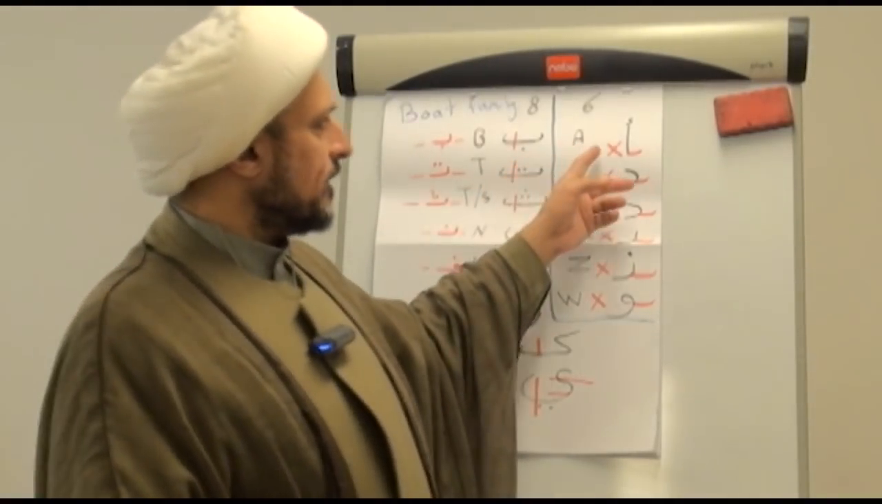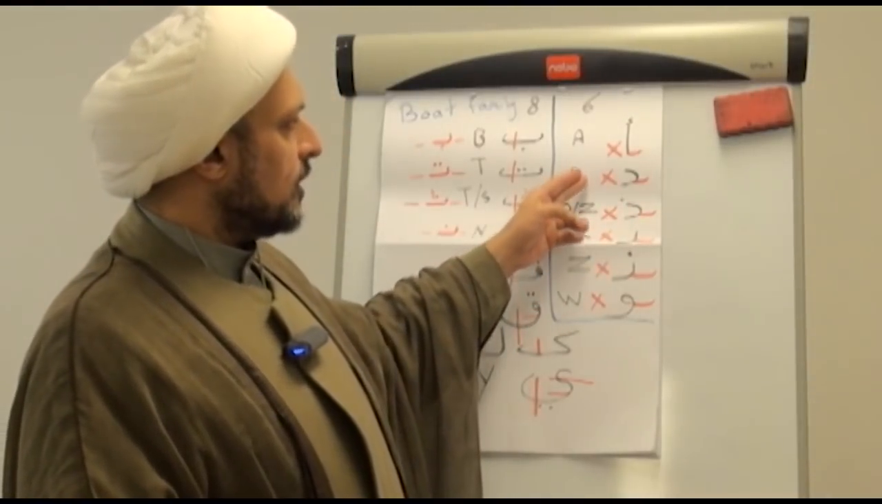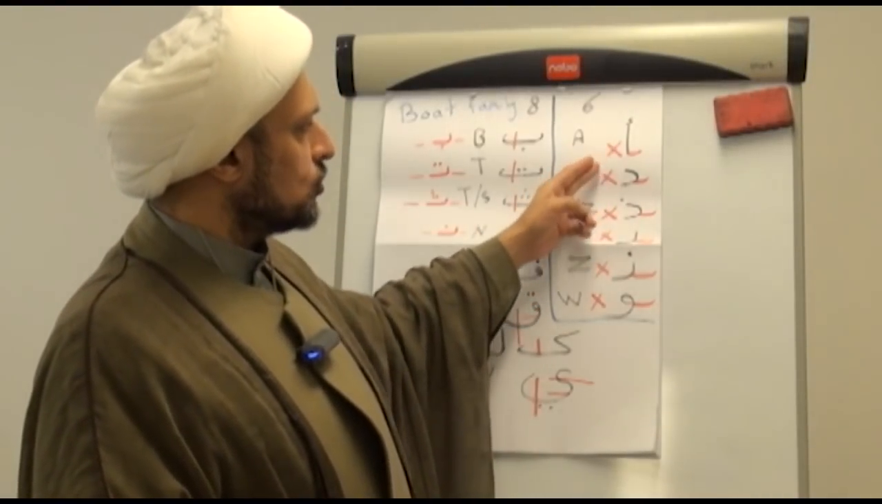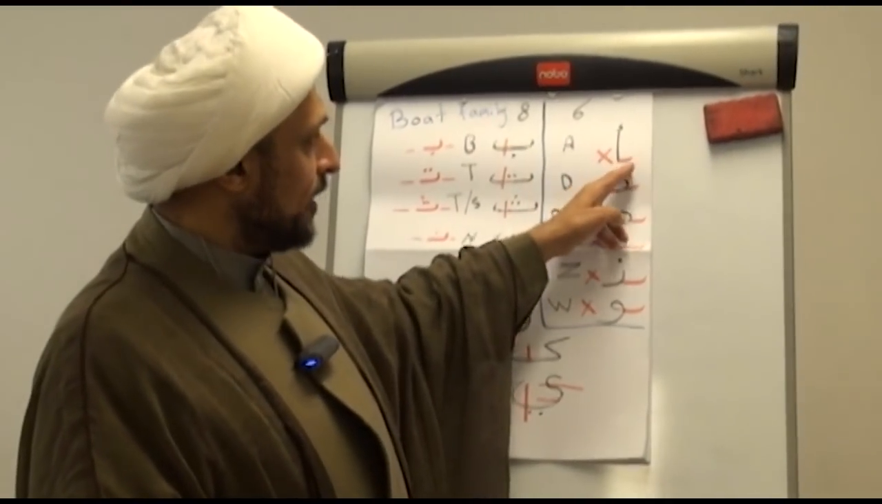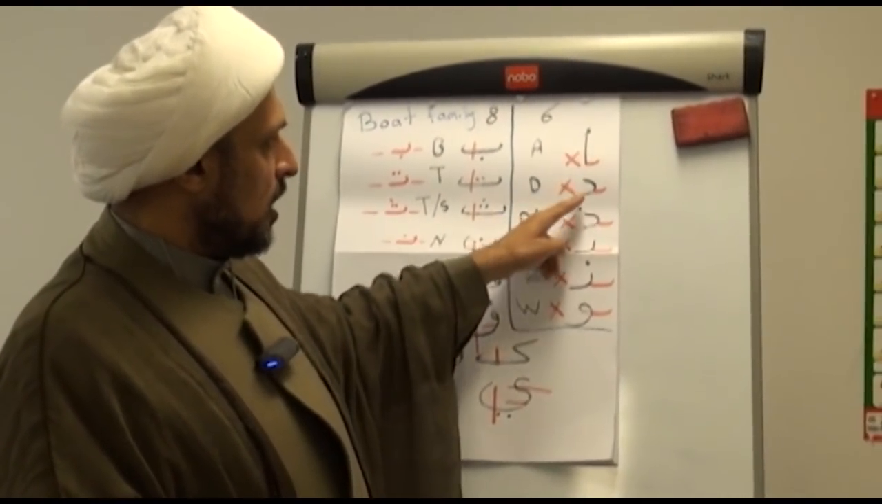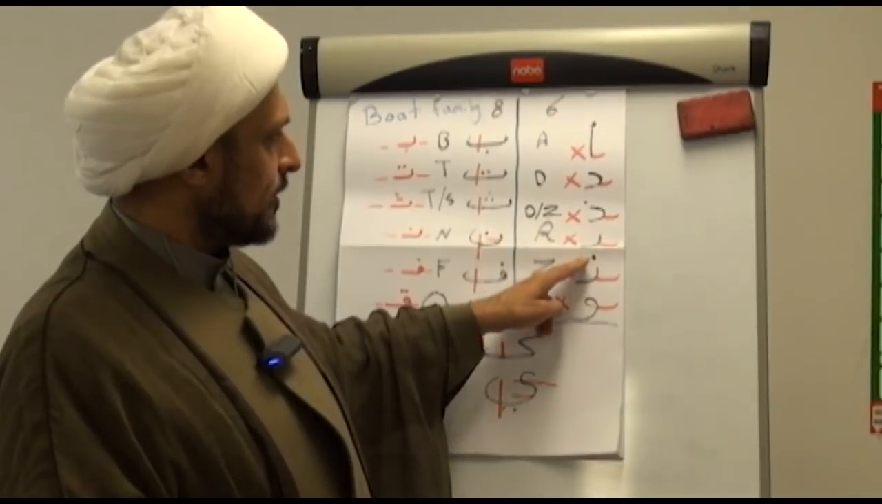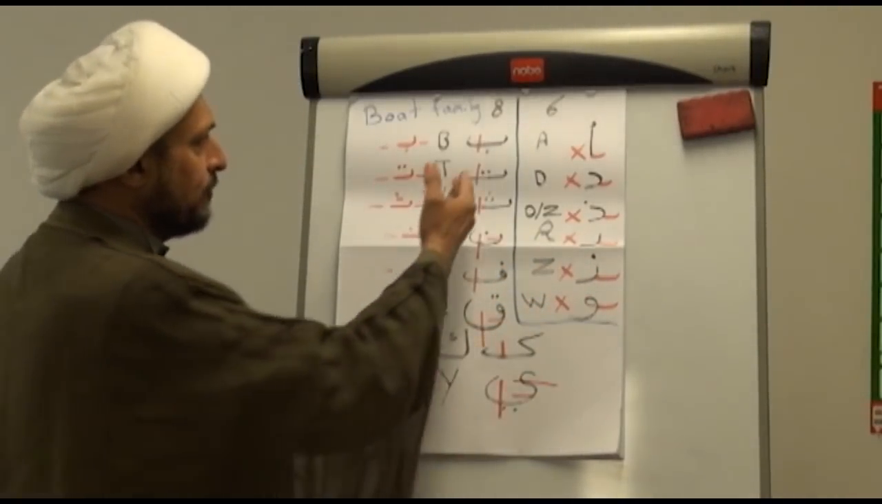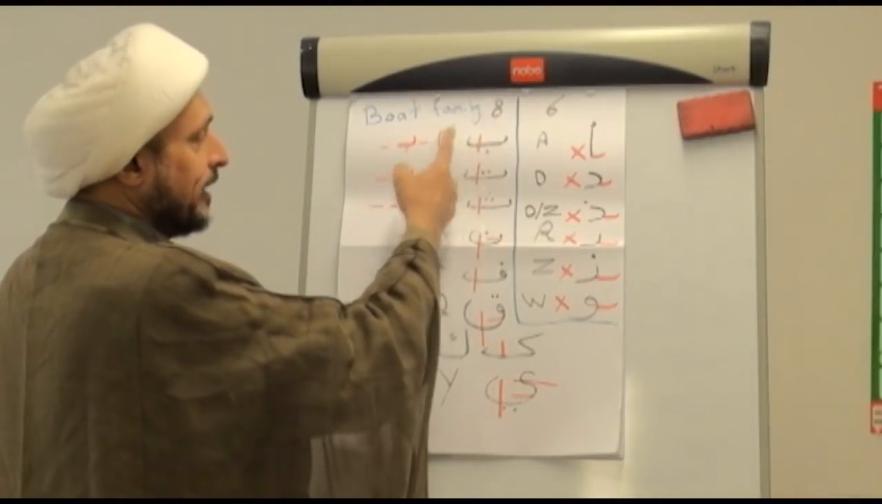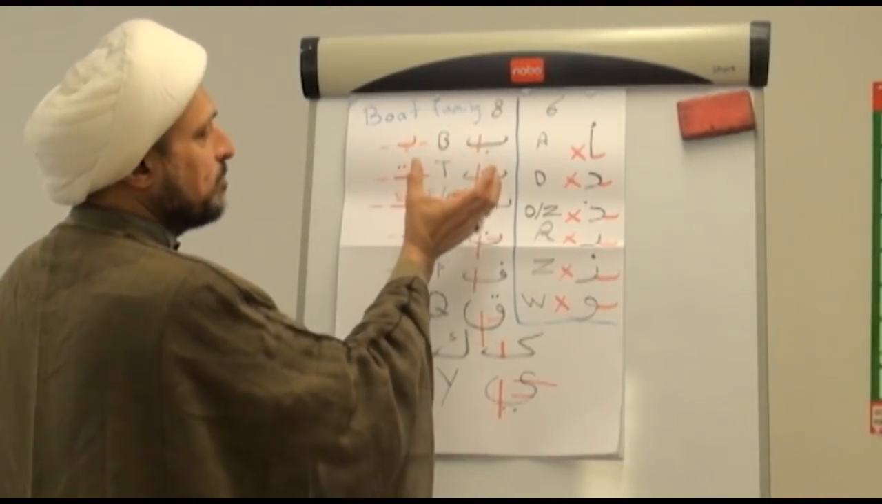We mentioned 6 alphabets which do not connect from the left side, but they connect from the right side, which were Alif, Dal, Thal, Ra, Zay, Waw. And then we were talking about the alphabets which connect from both sides, but they are from the boat family.